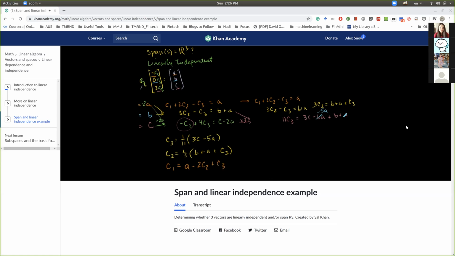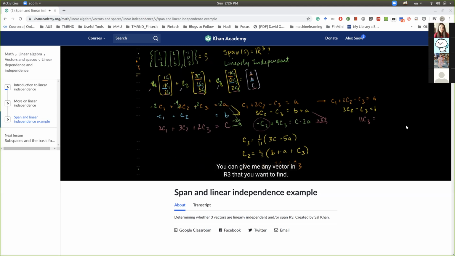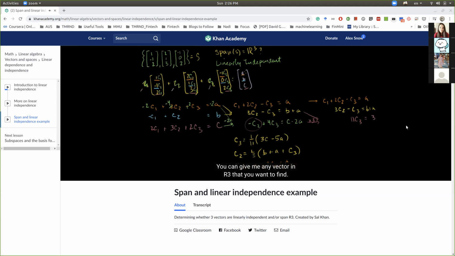So what have I just shown you? You can give me any vector in R3 that you want to find. So you can give me any real number for A, any real number for B, any real number for C. And if you give me those numbers, I'm claiming that I can always tell you some combination of these 3 vectors that will add up to those. And I've already solved for what I have to multiply each of those vectors by. So you give me your A, B, and C, I just have to substitute into the A's and the C's right here.